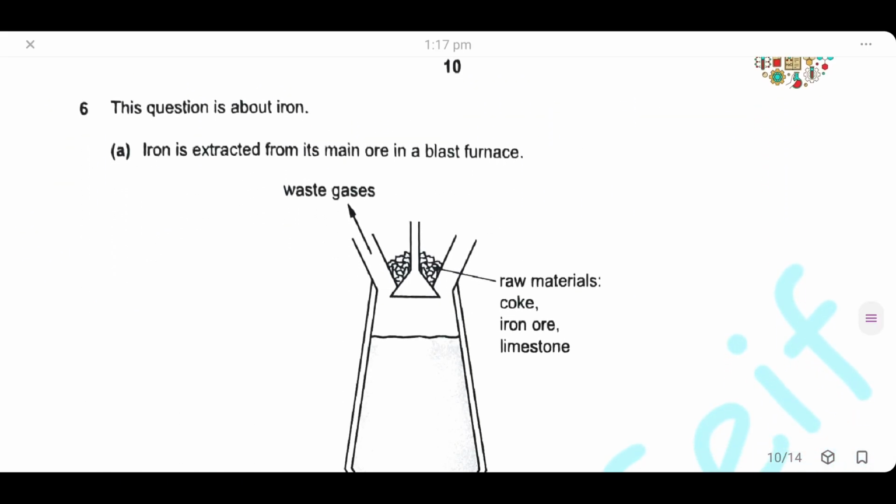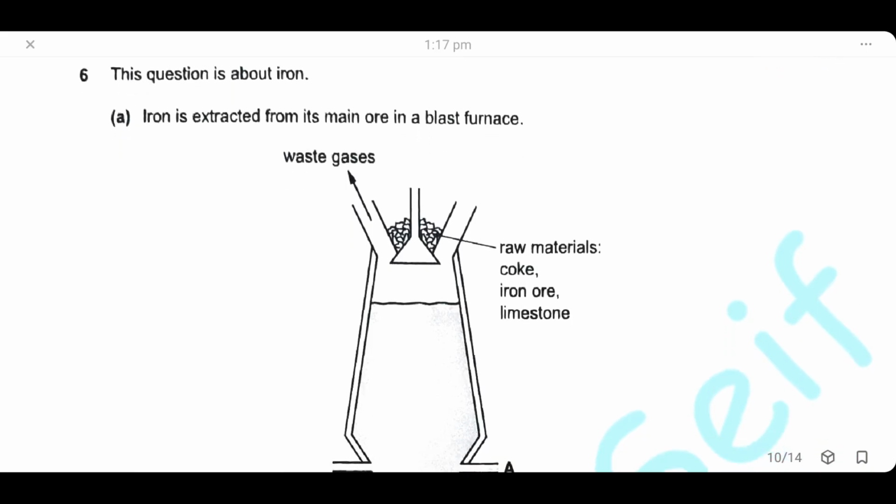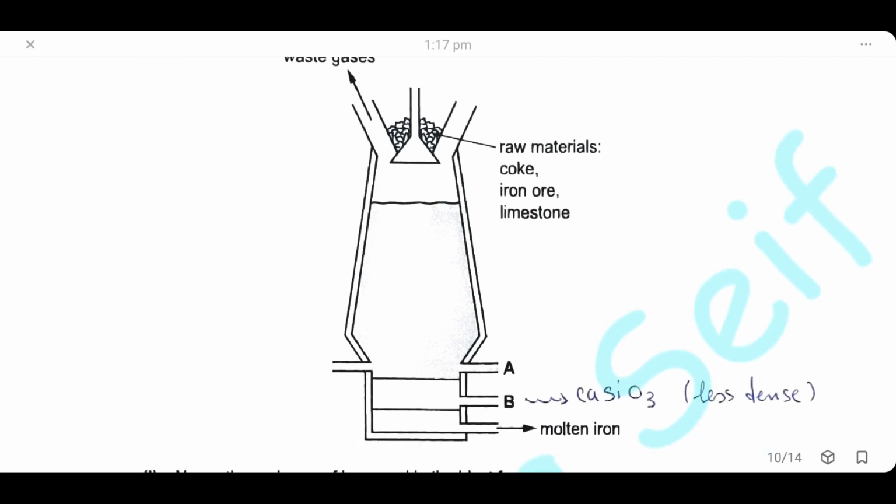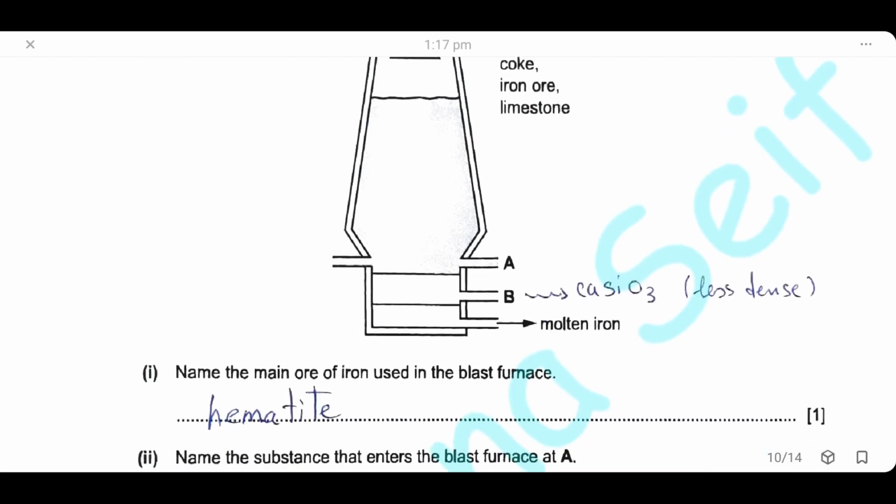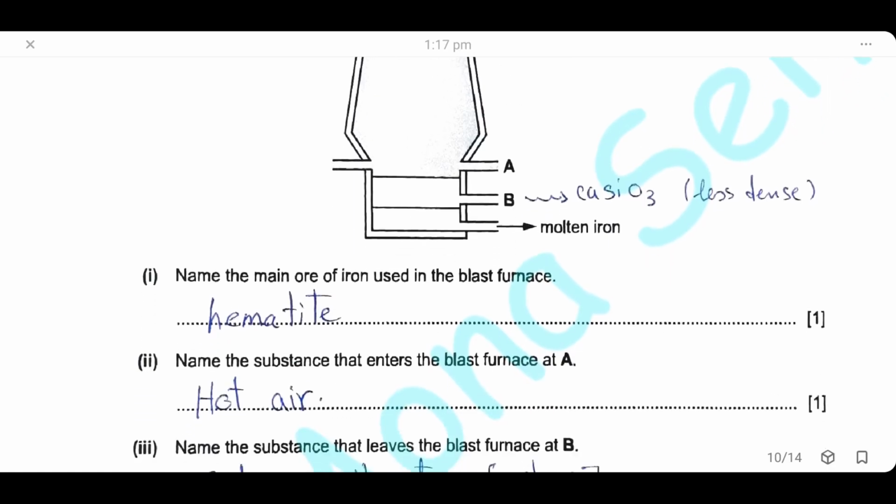Question 6. This question is about iron. Iron is extracted from its main ore in a blast furnace. Name the main ore of iron which is used in the blast furnace. The iron ore is hematite.